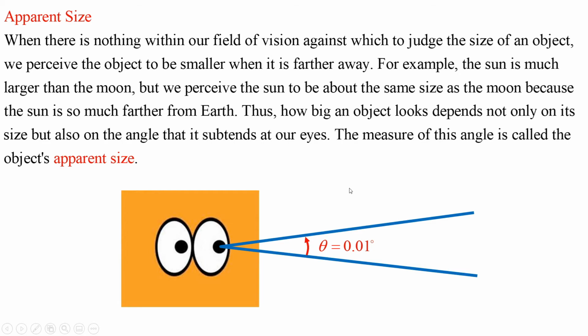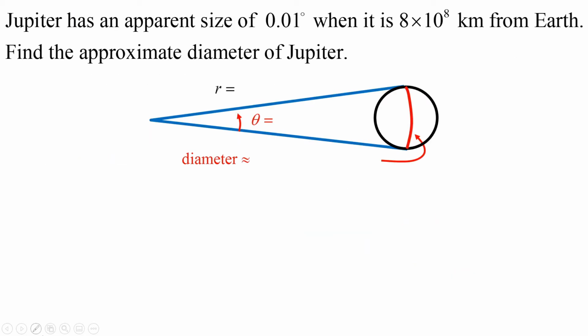So how is this used? All right, we can do some really cool problems where we're asked to do something like, oh, I don't know, Jupiter has an apparent size of 0.01 degrees when it is 8 times 10 to the 8 kilometers from Earth, so there's my eyeball right there, all right, and we're talking 8 times 10 to the 8th kilometers from Earth. So this radius right here, I'm going to say is going to be 8 times 10 to the 8th kilometers from Earth. Find the approximate diameter of Jupiter.